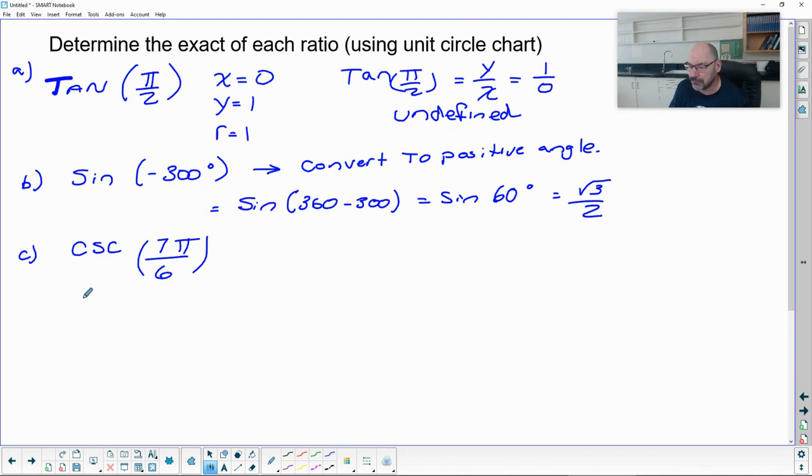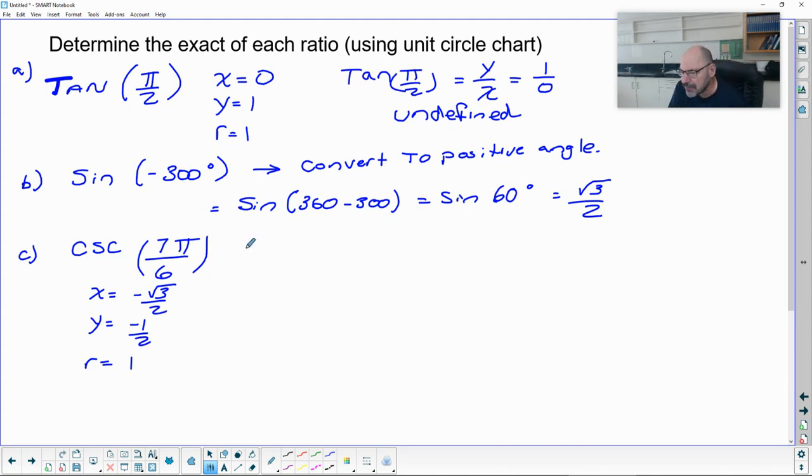Our x value there is negative root 3 over 2, and our y value there is negative 1/2. And that means our r value is still 1. Now we can go back and look up cosecant. Cosecant is related to sine as a reciprocal identity, but if you're not sure, you look back and see what it is.